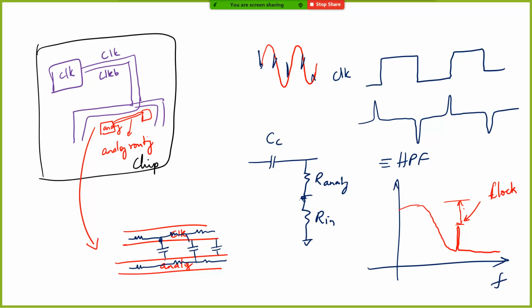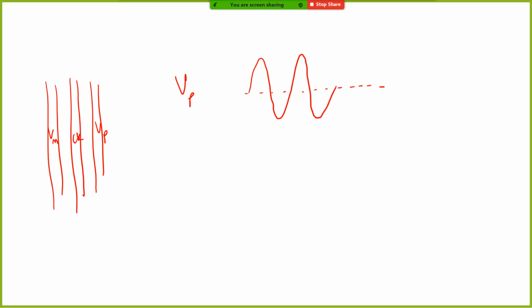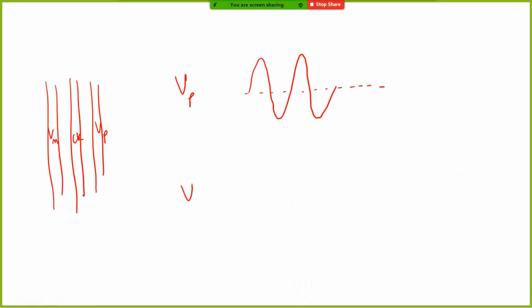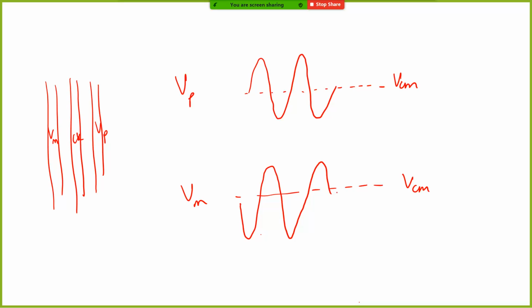Now, one way to get rid of these things is basically to use differential signals. By differential signals, we just assume that there is some clock line running here, and you have, let's say, this is your VP, and this is your VM. I'm just deliberately making them symmetrical to illustrate the point. So let's say this is your VP, you have your sinusoid here, and let's say this is your VM. It's the same VCM here, VCM here, and just assume that it is symmetric.